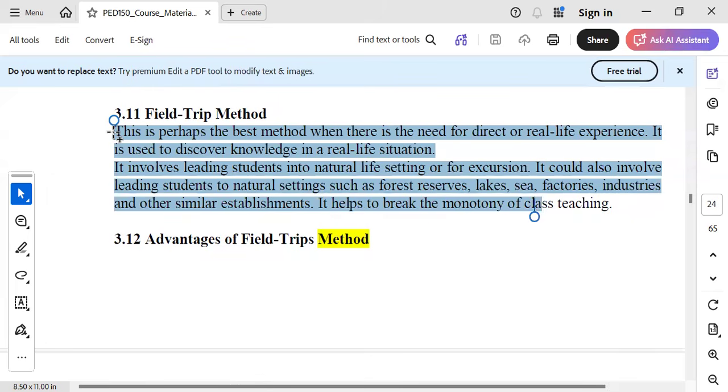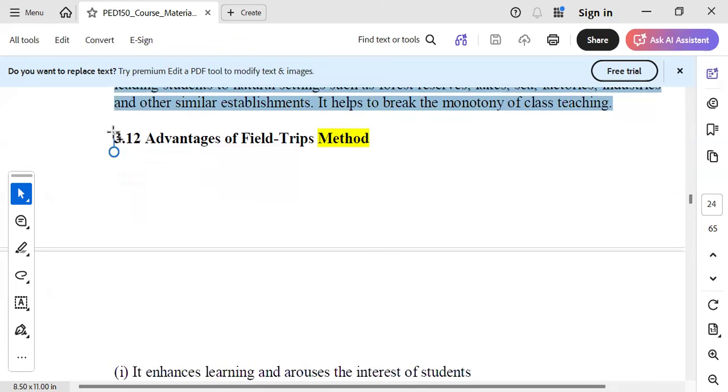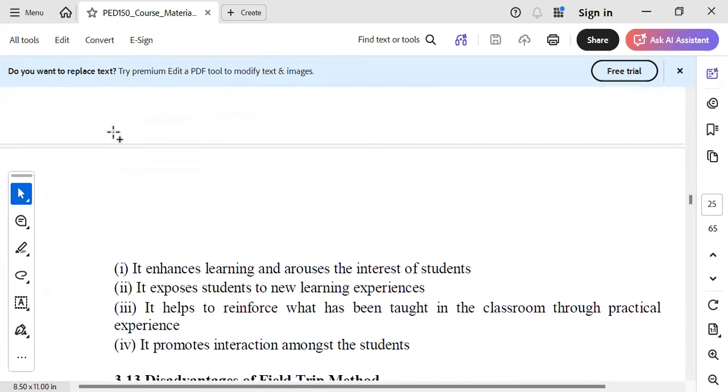Now, it helps to break the monotony of class teaching. Now, what are we trying to say? Of all the methods we've been talking about, this seems to be practical. The field trip method is a type of method where you go, you see, you conquer, then you come back and you write about it. That is the field trip method. This one is very simple. We don't really need to demo much on it. What are the advantages of the field trip method?